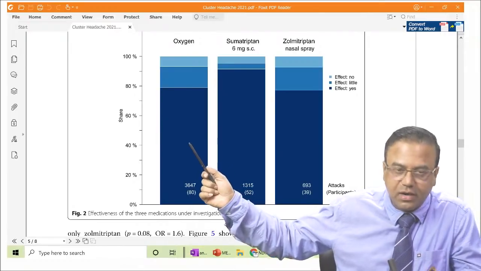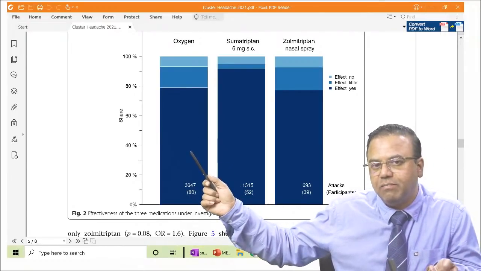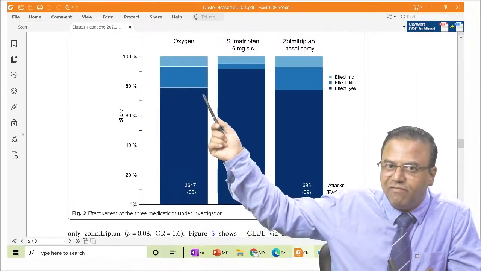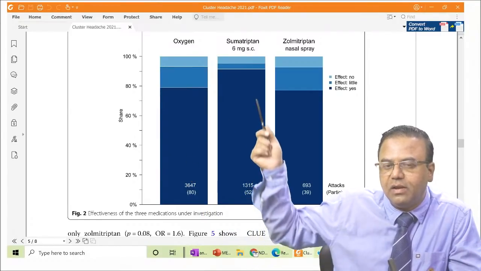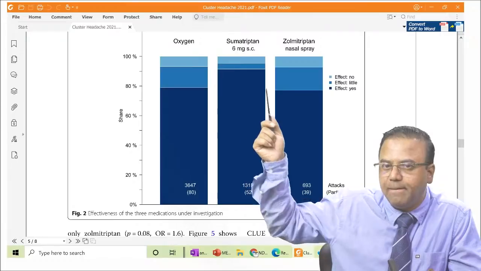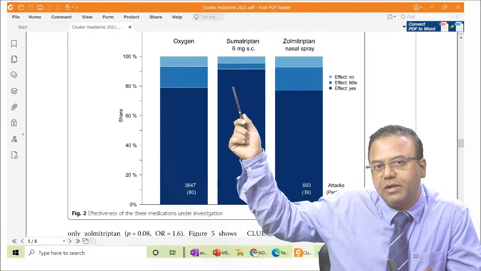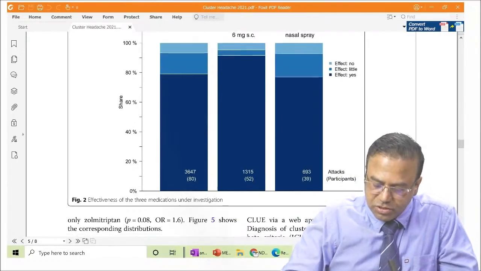So not the one that they give in the exam. 6 and 8 liters will be even less effective than this. So based on this, you can make out clearly that the efficacy of oxygen is much lesser than triptan. Triptan efficacy is very high compared to zolmitriptan nasal spray. Subcutaneous sumatriptan is the best among all these. They have done more studies.